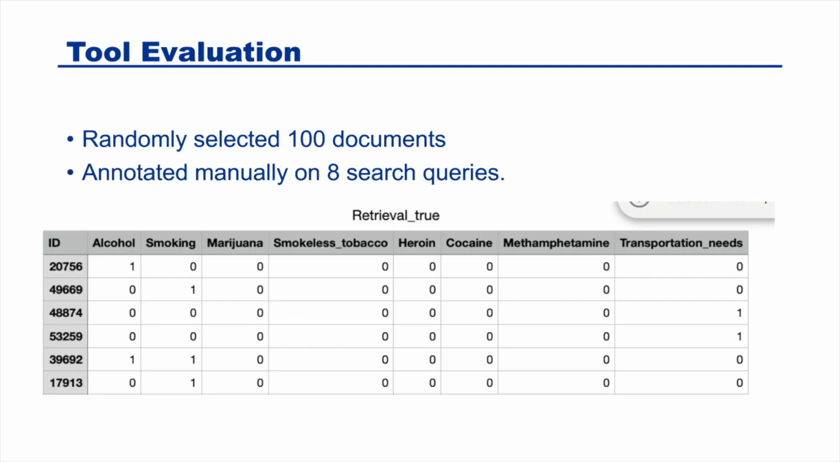So for evaluation, we randomly selected 100 documents from the dataset, and then we created 8 queries, and we looked at all of those documents and produced annotations based on whether they are relevant to the query in the form of just a binary relevance score.